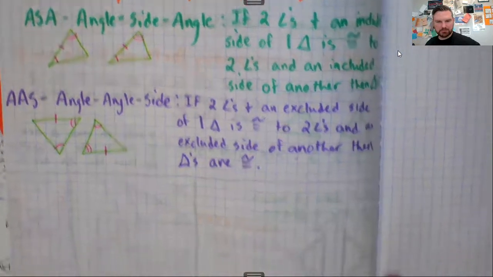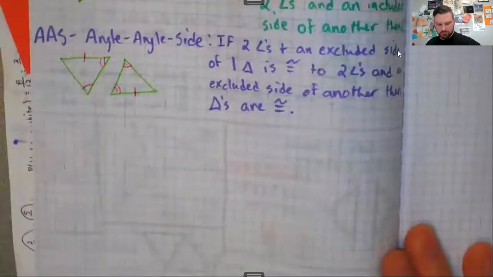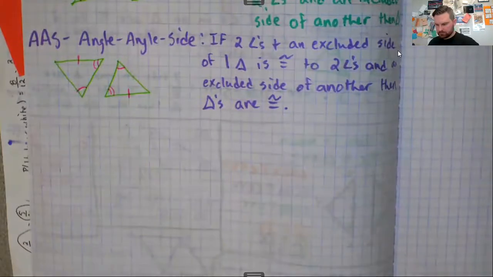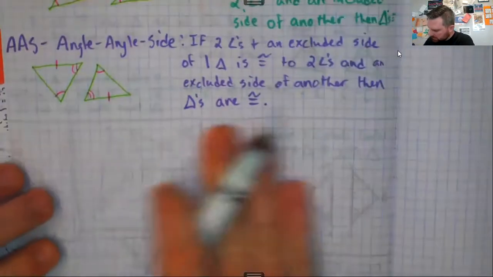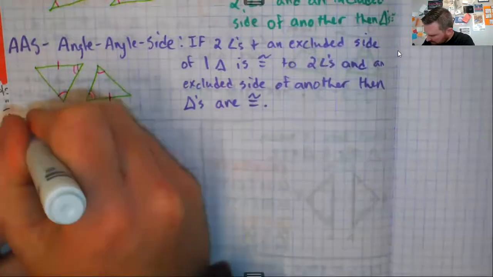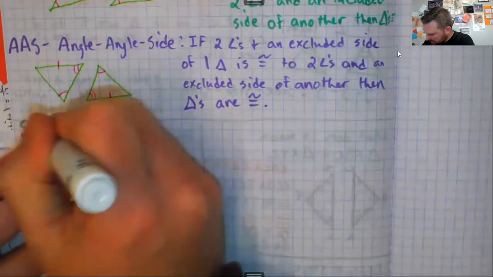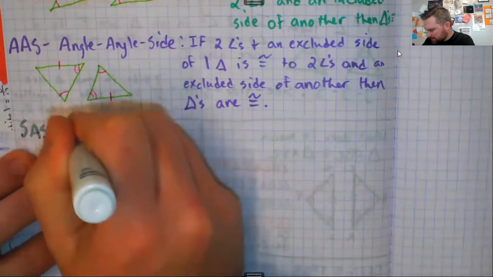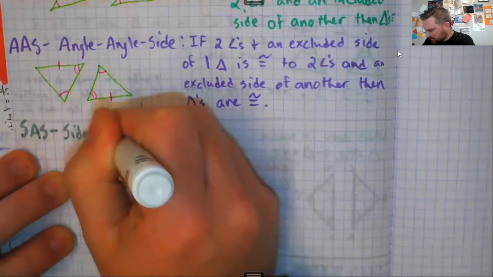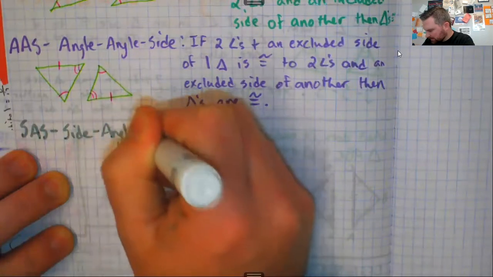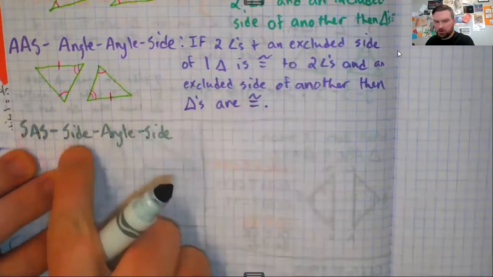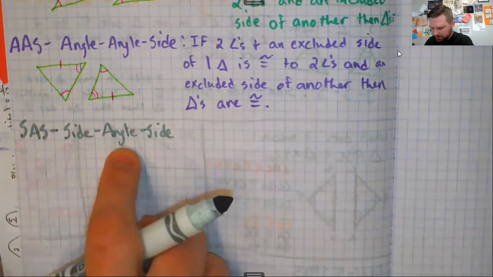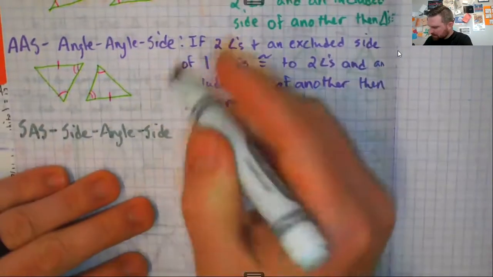Okay, and then we have SAS. So let's look here. We have SAS, which is side, angle, side. So it looks like two sides and the angle between them. Okay, so side, angle, side.